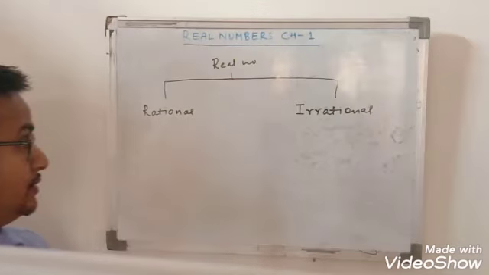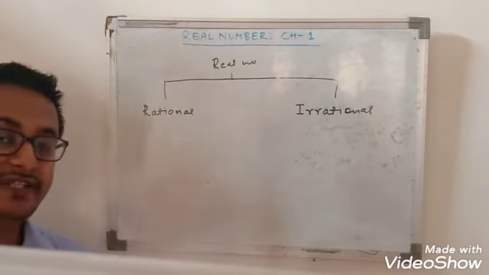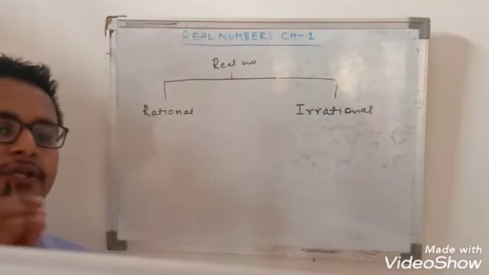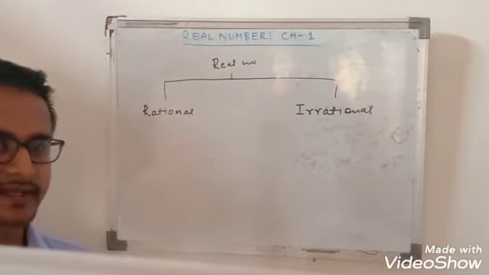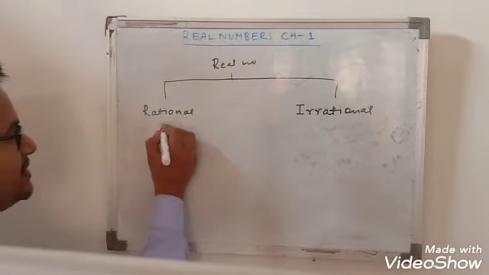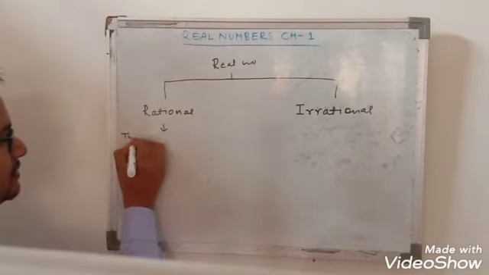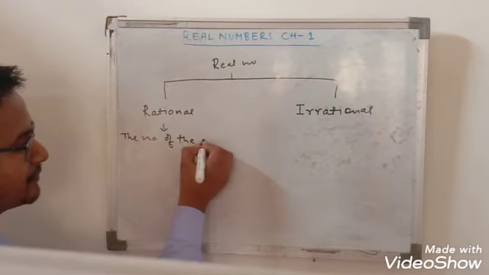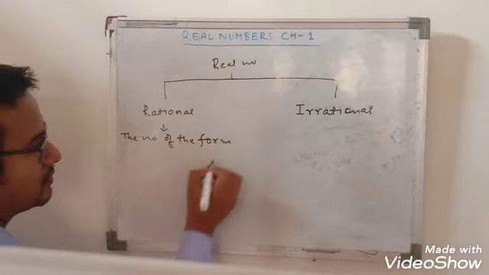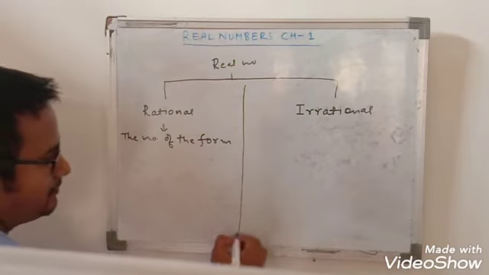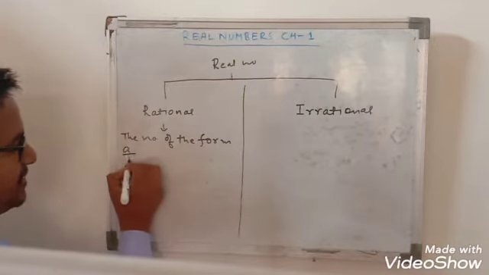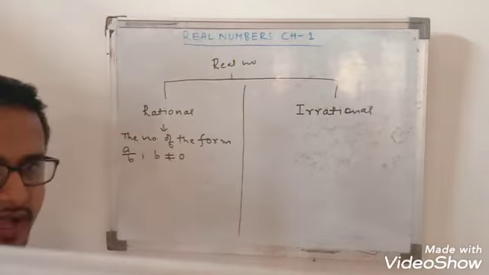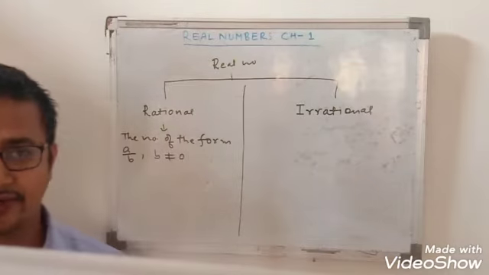You did, I know. Rational numbers are the numbers which can be expressed in P by Q form or A by B form, where Q is not equal to 0. Rational number means the number of the form A by B, I am writing here, where B is not equal to 0. This is the definition of the rational number.